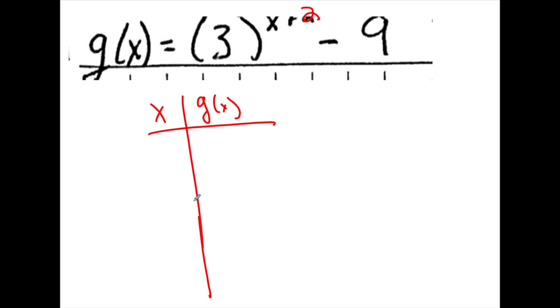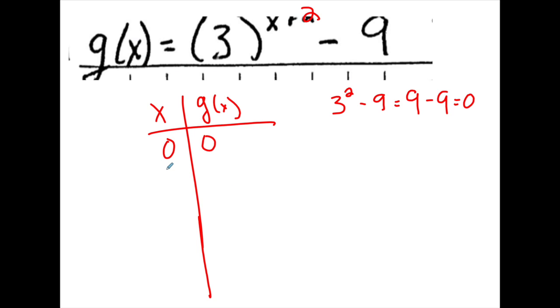What are some numbers we could plug in? Well, we could plug in 0. Interesting choice, right? Why not? When I plug in 0, 0 plus 2 is 2. So it's 3 squared minus 9. And 3 squared is 3 times 3, and 9 minus 9 is 0. So when you plug in 0, you get 0. Interesting.